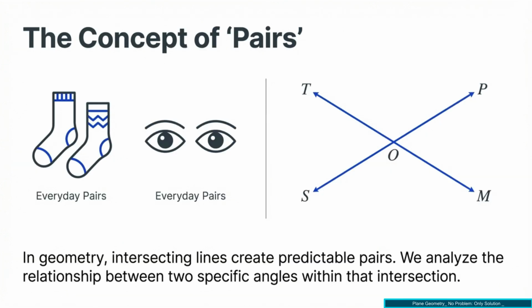In everyday life, pairs are common, such as socks or eyes. In geometry, intersecting lines create predictable pairs of angles. We will analyze the relationships within these intersections.